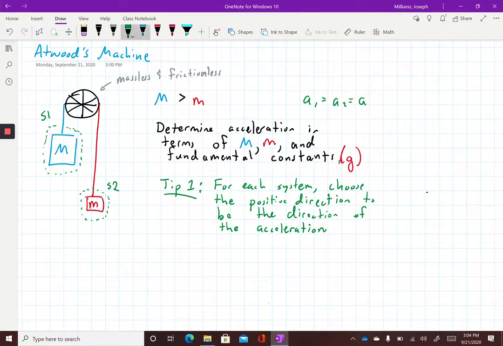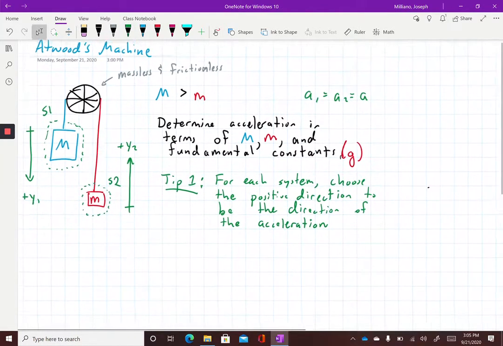What does that mean in practice? It means that for system 1, the positive direction should be downwards, because this heavier block will accelerate downwards. For block 2, the lighter one, it will accelerate upwards. So the positive y direction for system 2 should be upwards.